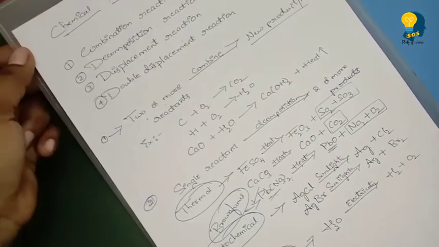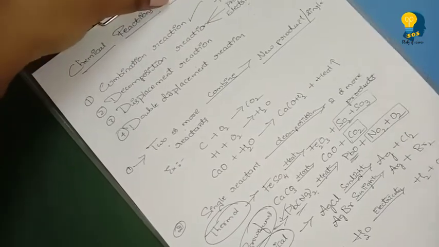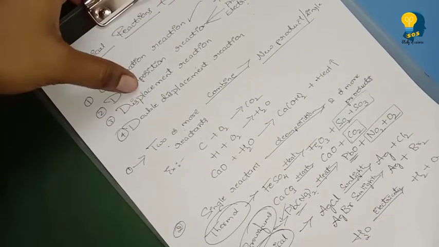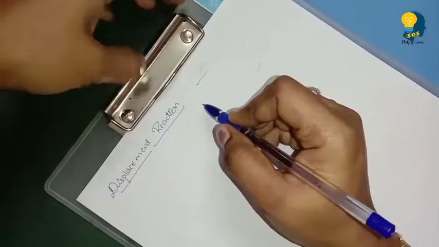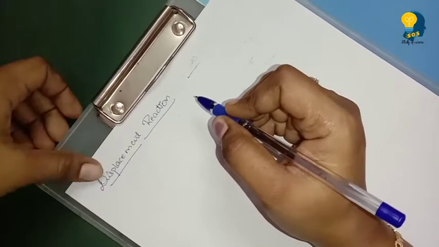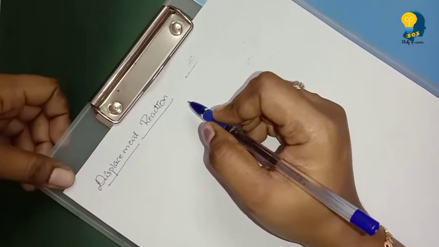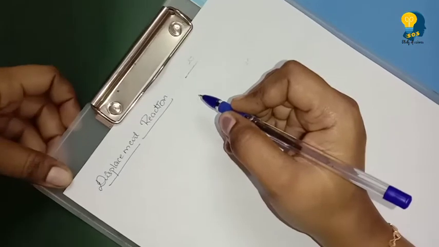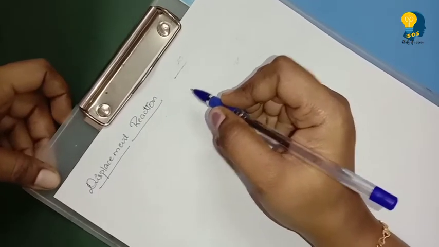Okay, easy. So next, let us move towards the next type of reaction, that is displacement reaction. Friends, it's very easy, friends. Everything is possible only when you focus and learn. Nothing is impossible. Definitely you will score good marks in the supplementary examination.